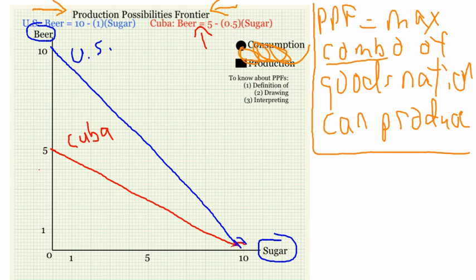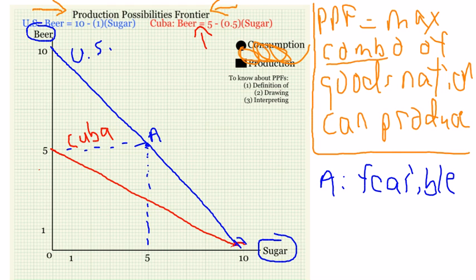Let's look at the US, the blue line, and let's suppose that the US produces only 5 sugar. This means the maximum amount of beer it could produce is 5. And so when the US produces 5 sugar, the maximum amount of beer it can get is also 5. This point, I'm drawing this as point A. Point A is what we call a feasible point.